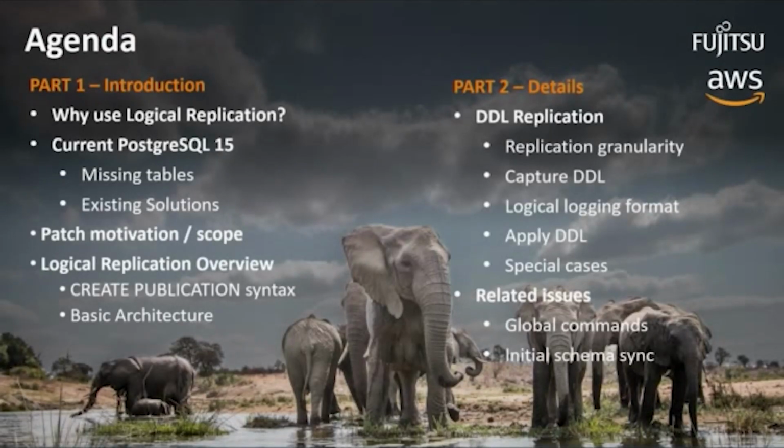So in part 2 of this talk, we'll dive into the details of the implementation, some of the design choices that we need to make, and some of the special cases we need to handle. So first we'll talk about how we define replication granularity. Then how do we capture DDLs? What kind of logical logging format can we use? And some of the caveats we need to handle before applying the DDL at the subscriber side. And in the end, we'll also take a look at 2 related issues, global commands replication as well as initial schema synchronization.